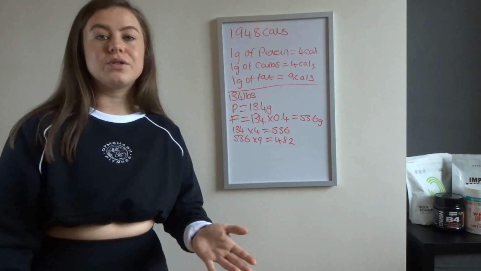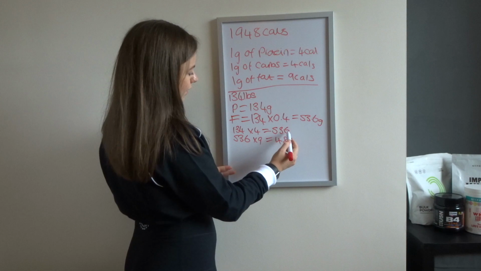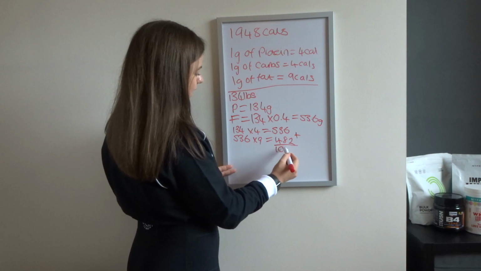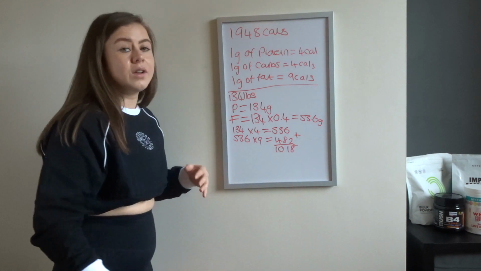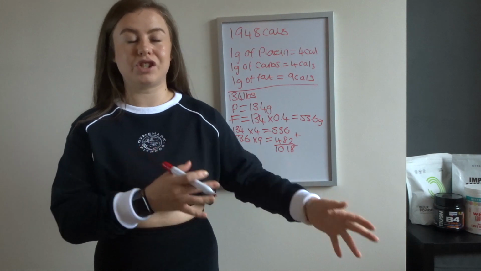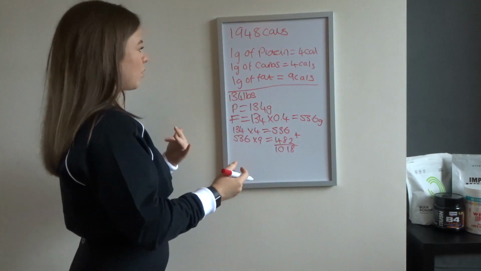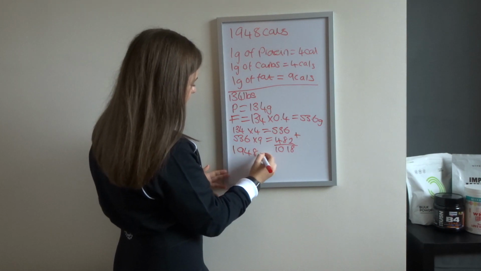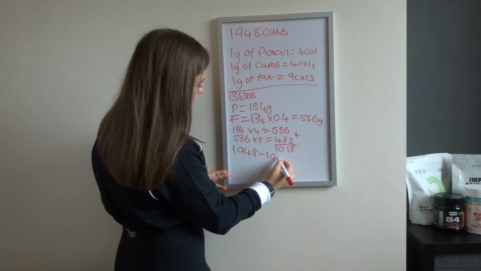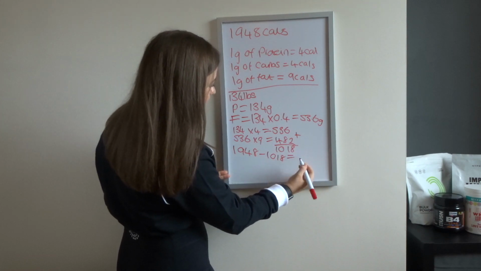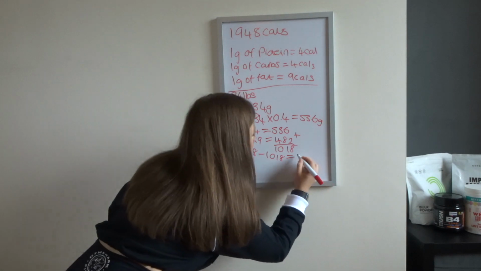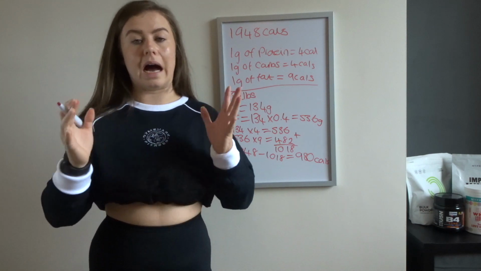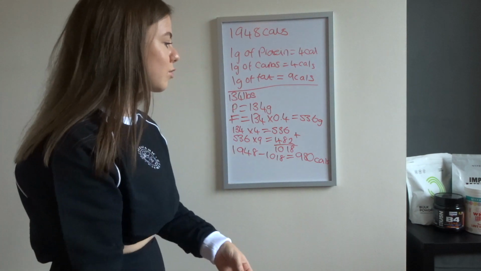Now we need to add those two numbers together. So 536 add 482 is 1018 calories. So that's how many calories we can eat from just our fats and our protein. So now we need to take our total number, so 1948 minus 1018 equals 980. So this is 980 calories left for our carbohydrate macronutrient.